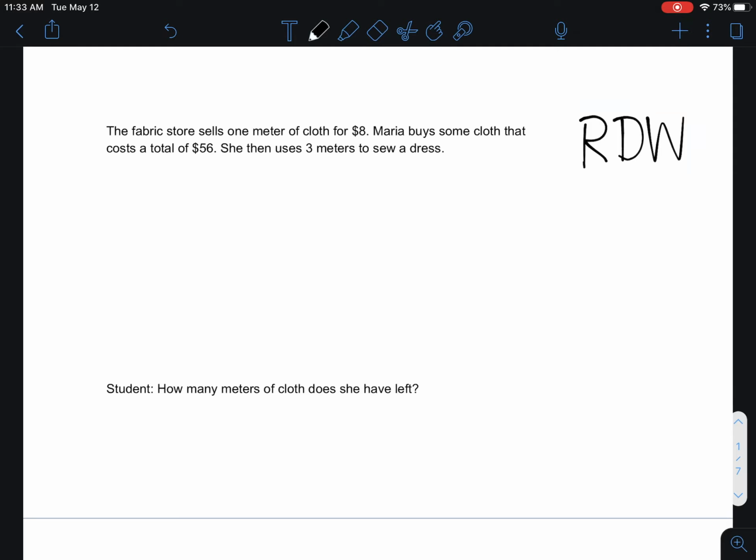So now the next time I read this, I want you to pay attention to what it is we need to solve for. So the fabric store sells 1 meter of cloth for $8. Maria buys some cloth that costs a total of $56. She then uses 3 meters to sew a dress. And how many meters of cloth does she have left?